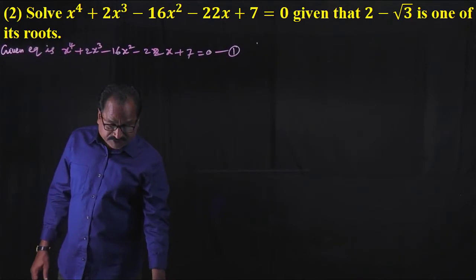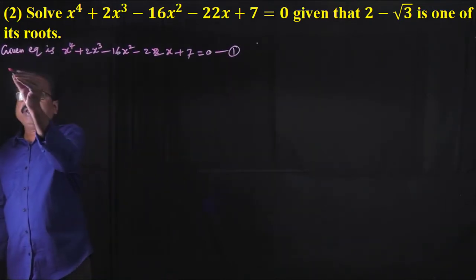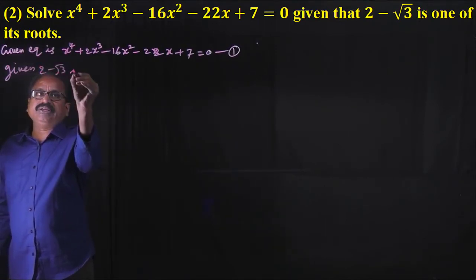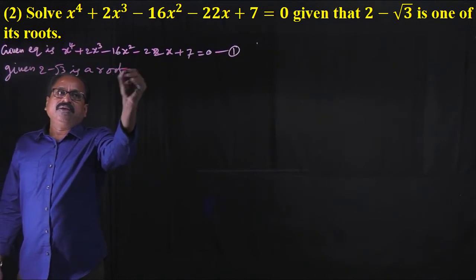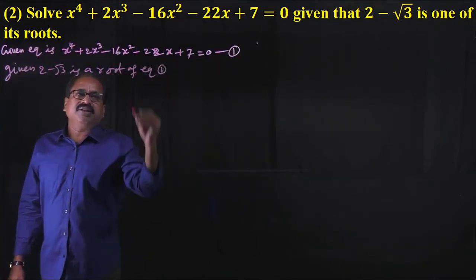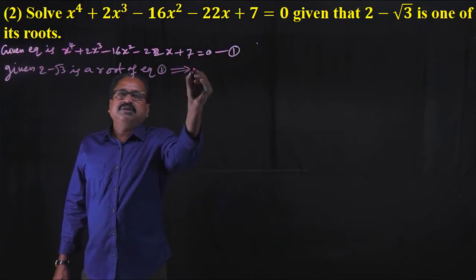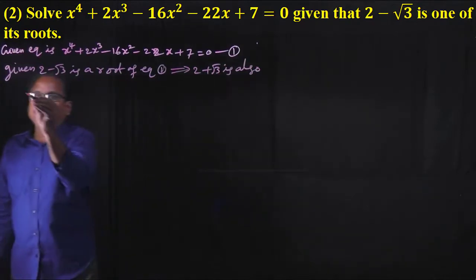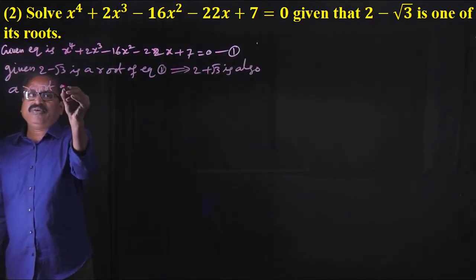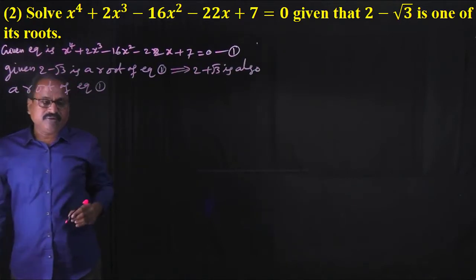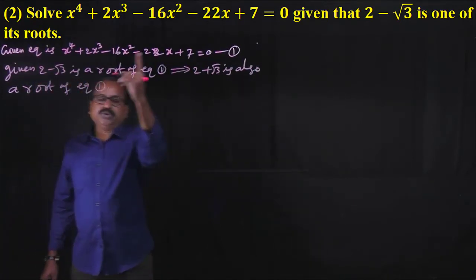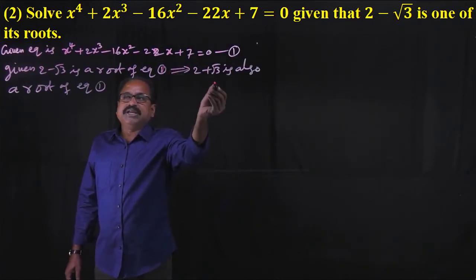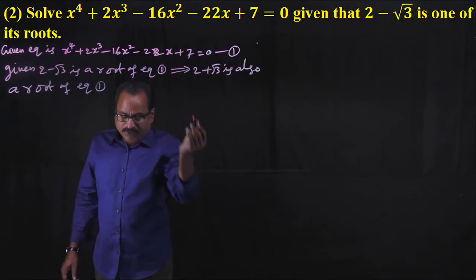Given 2 minus root 3 is a root of equation 1. This implies 2 plus root 3 is also a root of equation 1. 2 minus root 3 is a root of equation 1, already given. This implies 2 plus root 3, its conjugate, is also a root of equation 1.